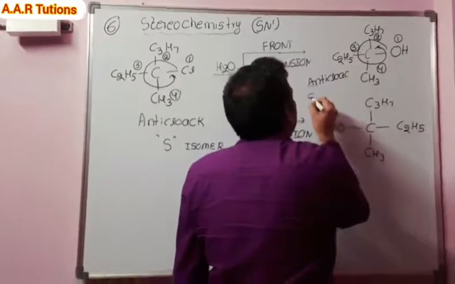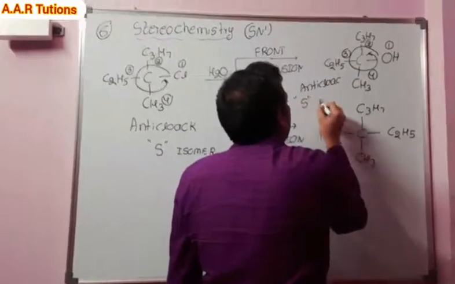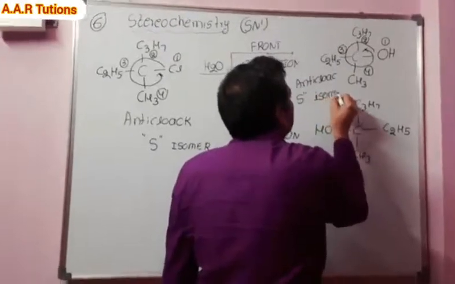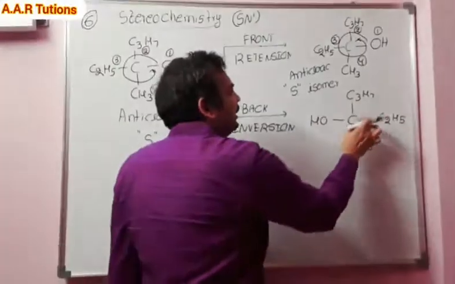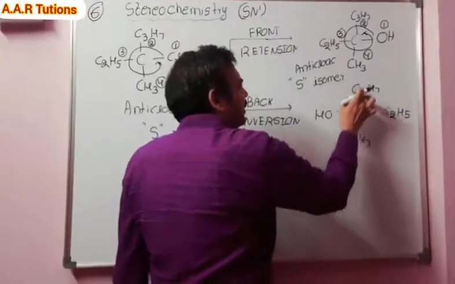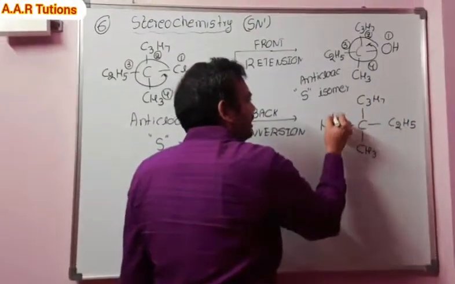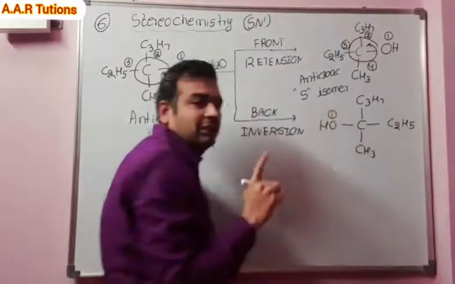Anticlockwise means this is also the S isomer. Now see the inversion configuration. First priority: carbon to carbon, carbon to carbon, carbon to carbon, carbon to oxygen. Oxygen's atomic weight is more, so the first priority is oxygen.